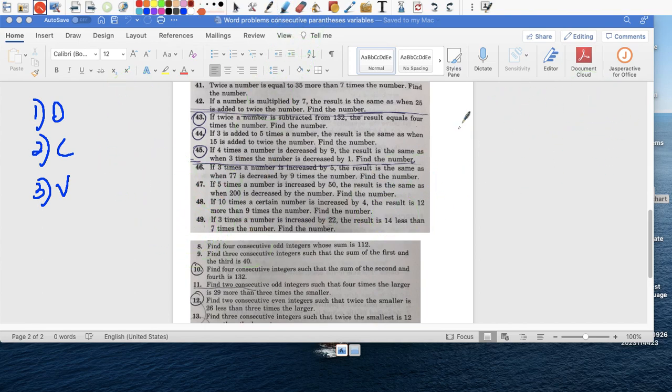49. If 3 times the number, let's call it n.